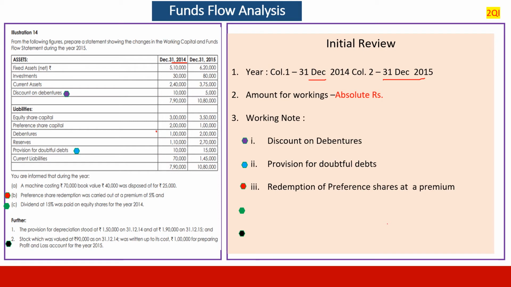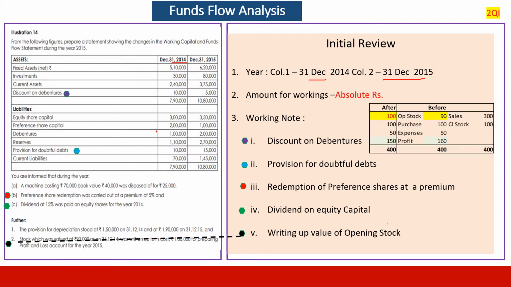Redemption of preference shares at a premium. Premium will appear in the profit and loss account and the final payment will be in the funds flow. Dividend, as we have seen, provision in the profit and loss account, payment in funds flow, and writing up the value of opening stock. It will be affecting both working capital as well as the profitability.